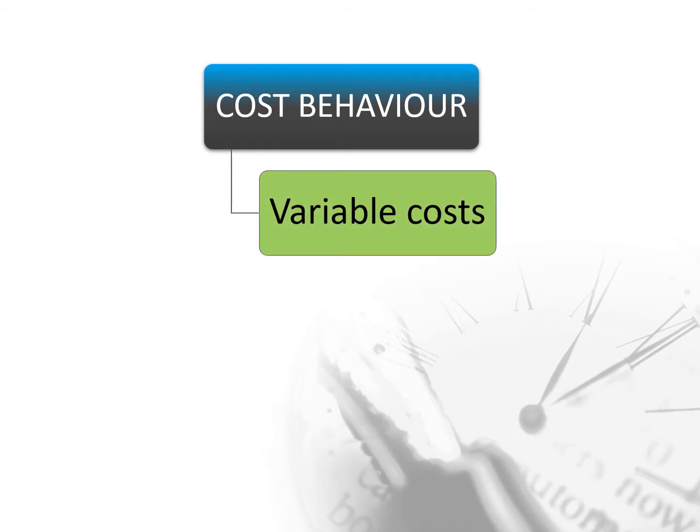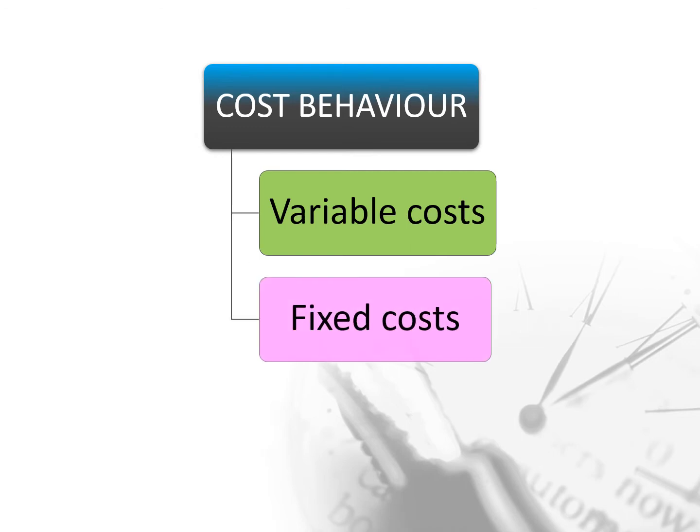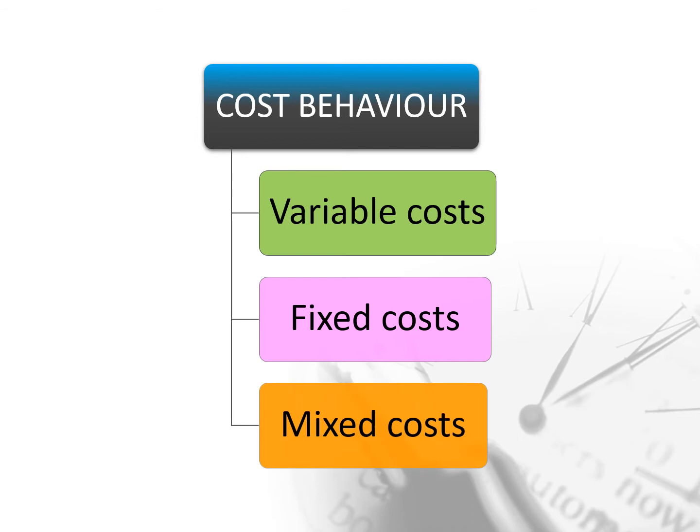So, after we know the elements in manufacturing cost, now in this video, we will learn about cost behavior. Cost behavior, ataupun gelagat cost, consists of variable cost, ataupun kos berubah, fixed cost, ataupun kos tetap, and mixed cost, ataupun kos campuran.